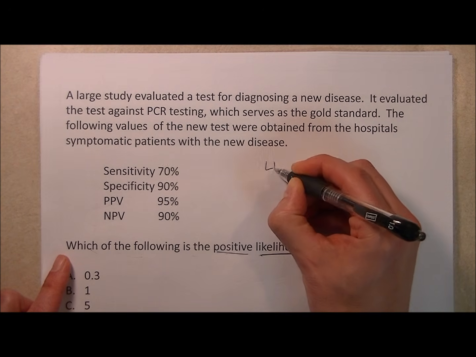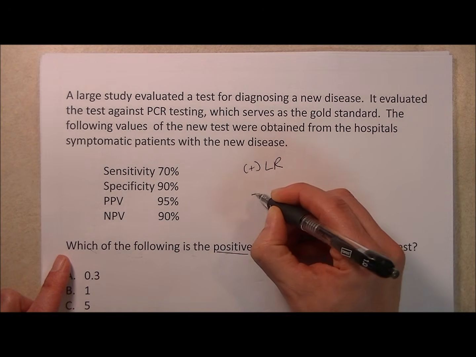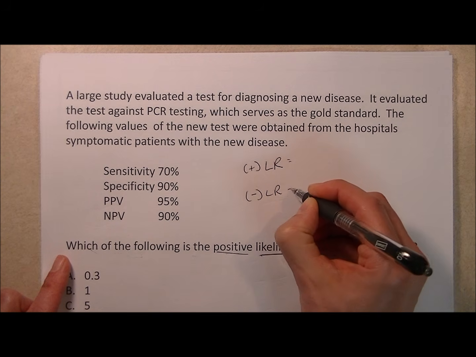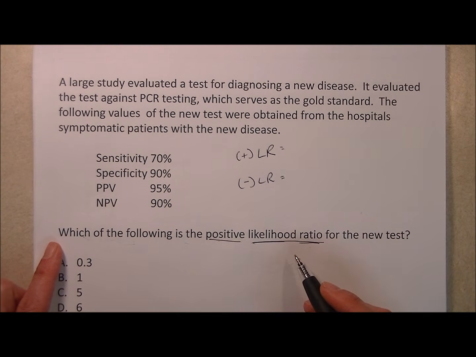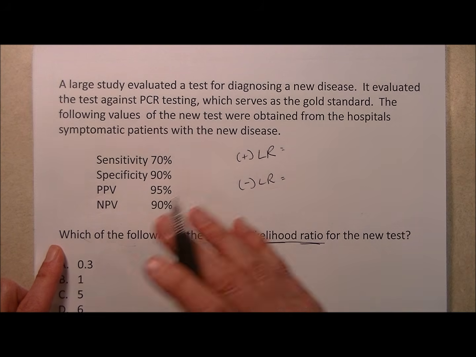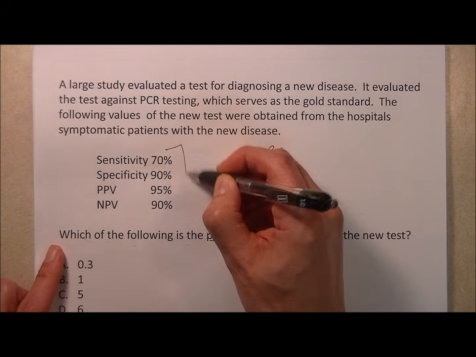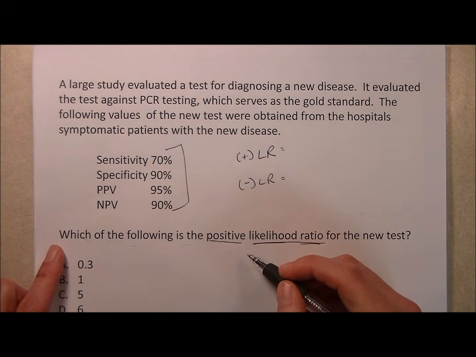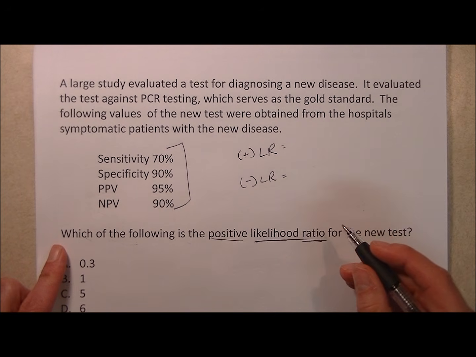So likelihood ratio, you have a positive likelihood ratio and a negative likelihood ratio. Basically, a likelihood ratio looks at a test and says how accurate is this test at doing what we want it to do. But they don't really care that you know the definition. What they're going to do is give you this kind of stuff and ask, can you figure out what the likelihood ratio is? So we have to know what the formula is.